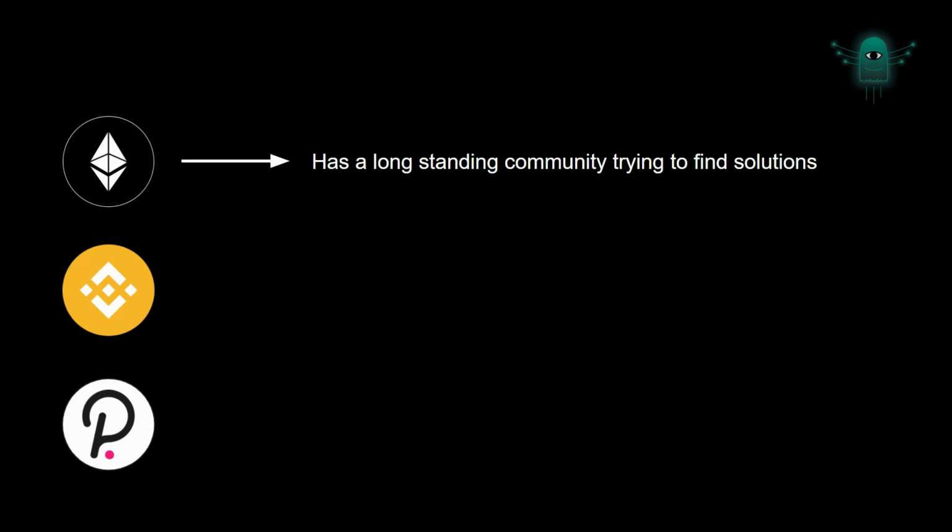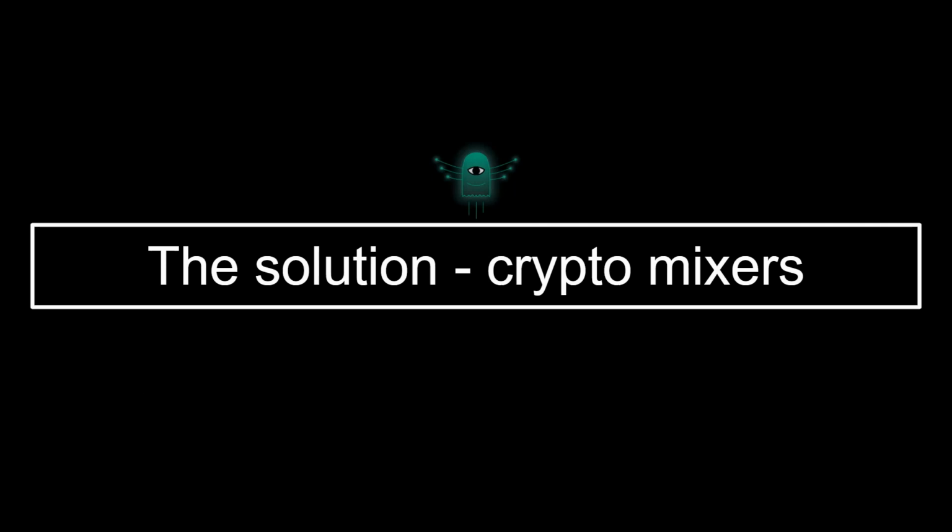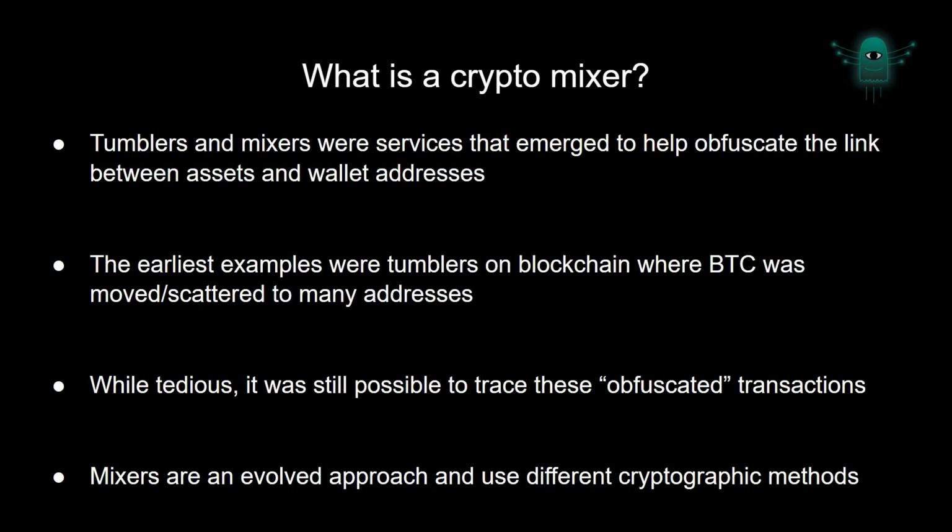Now, for a blockchain that's been around for quite some time, like Ethereum, it has a very large community and a very large group of devs that have been trying to find solutions, and a number of solutions have been put forward. But newer smart chains like Binance Smart Chain and Polkadot run the risk of becoming more and more centralized and monitored. So this is where a number of solutions have come forward, and chief among them have been crypto mixers.